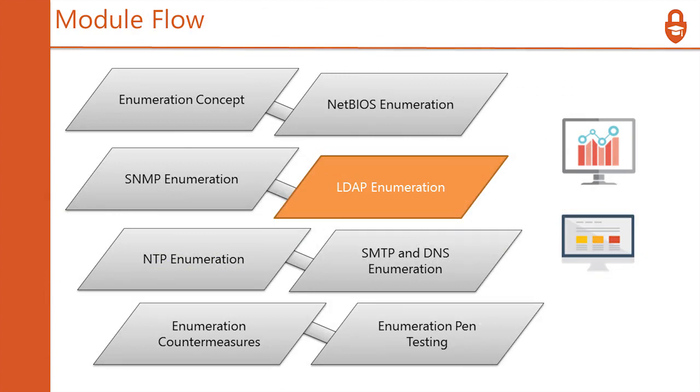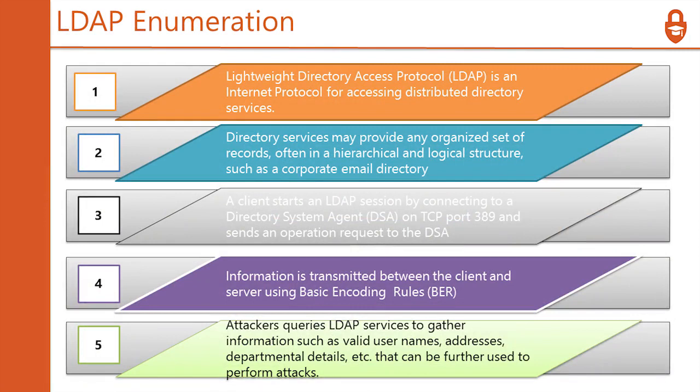So now we're going to get into LDAP, the Lightweight Directory Access Protocol, for enumerating that. So how does this work? LDAP enumeration. Lightweight Directory Access Protocol is an internet protocol for accessing distributed directory services. Directory services may provide any organized set of records, often in a hierarchical and logical structure, such as a corporate email directory.